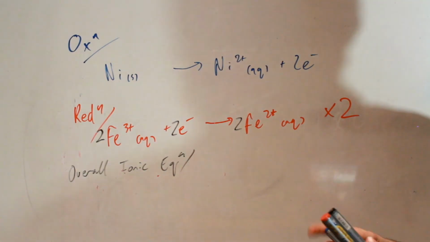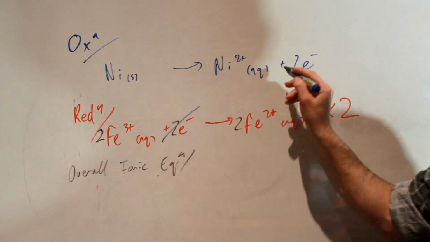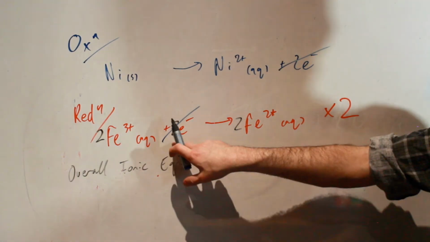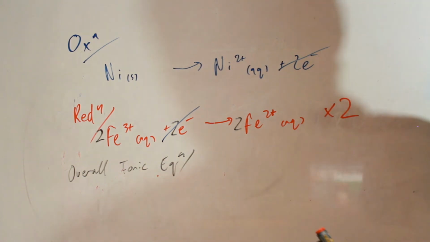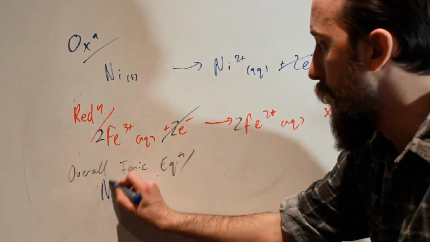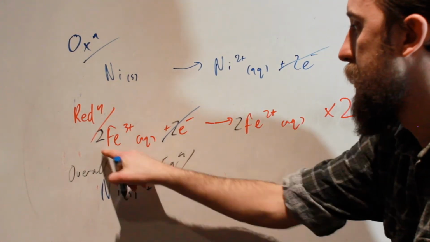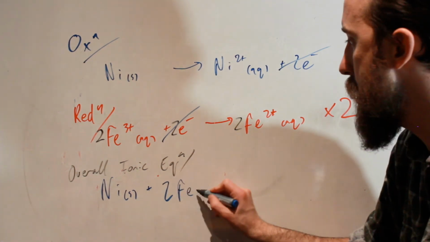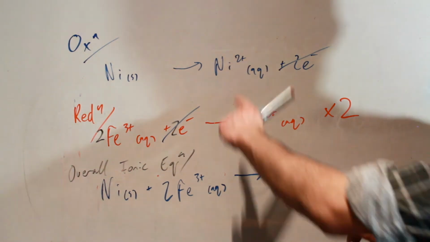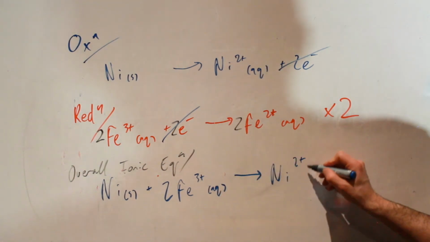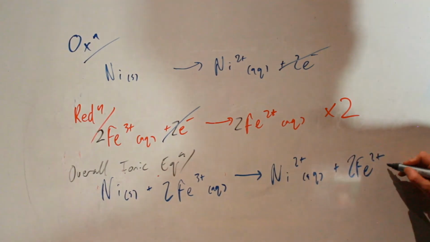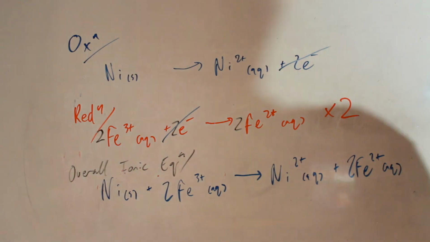And my 2 electrons are going to just cross out there. It's like when you got the same number on both sides of an equal sign. You don't really need it there. So you got 2 electrons over there, 2 electrons over there. They're just going to cancel out with each other. Then my overall ionic equation. I've got my nickel in the solid plus 2 Fe3+ in the aqueous. And I am forming nickel 2+ in the aqueous and 2 Fe2+ in the aqueous. Let's double check that.